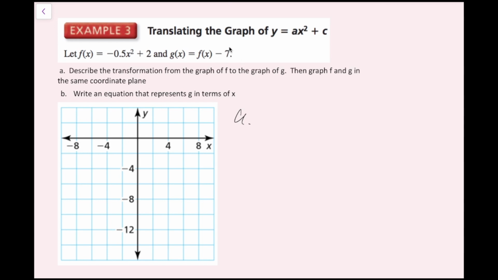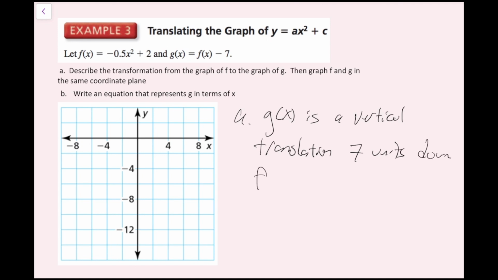This minus 7 is happening outside of my function. So anytime we have something that's happening outside of the function, it's going to be a vertical change. And then the minus 7 means I'm going to translate it 7 units down. So g of x is a vertical translation 7 units down from f of x. Okay, so now we're going to graph these two functions.